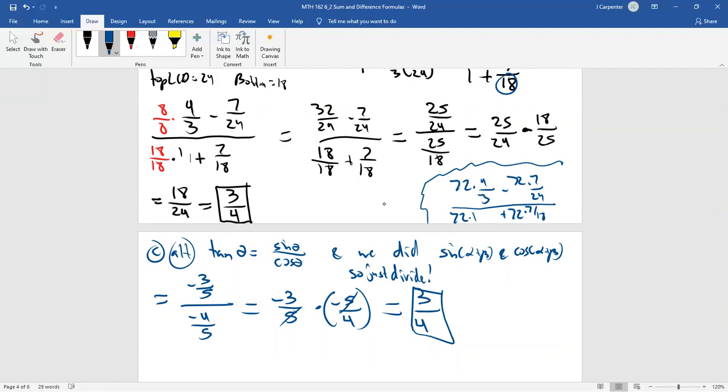So we're going to do another one of those problems, except we're only going to do the sine portion of it.